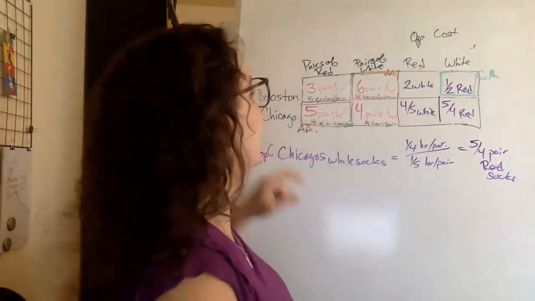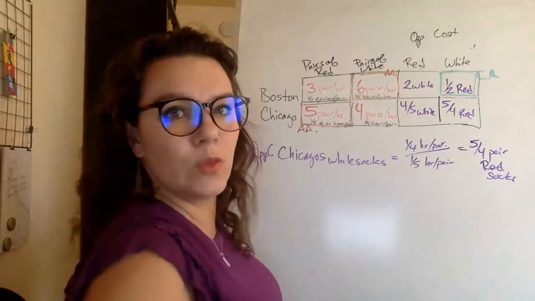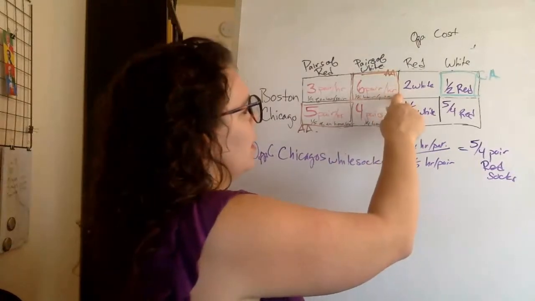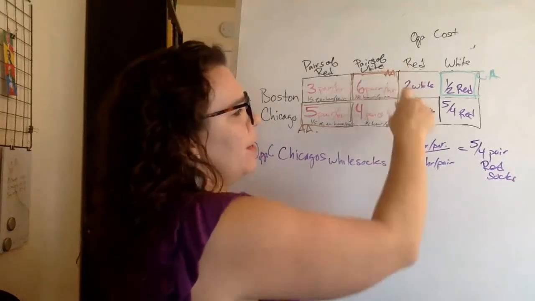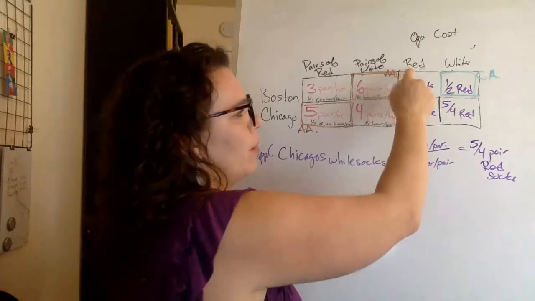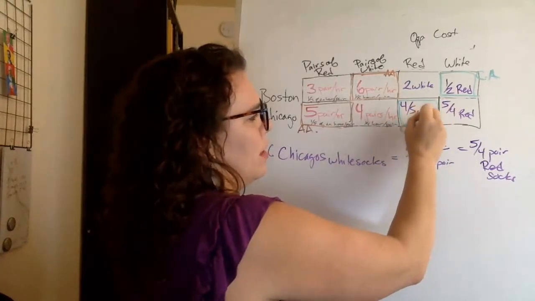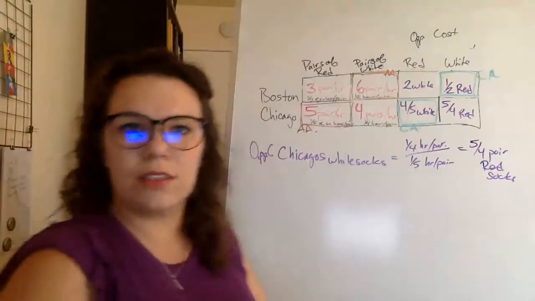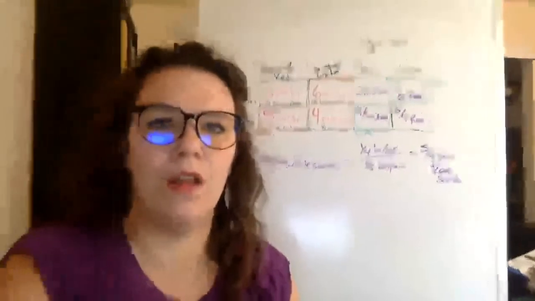in producing White Sox as well. And if we look at Red Sox, Boston has an opportunity cost of 2 White Sox to produce a pair of red. Chicago has an opportunity cost of 4/5 of a pair of White Sox to produce a pair of red. So they also have the comparative advantage in producing Red Sox. Make sense? Hopefully. All right.